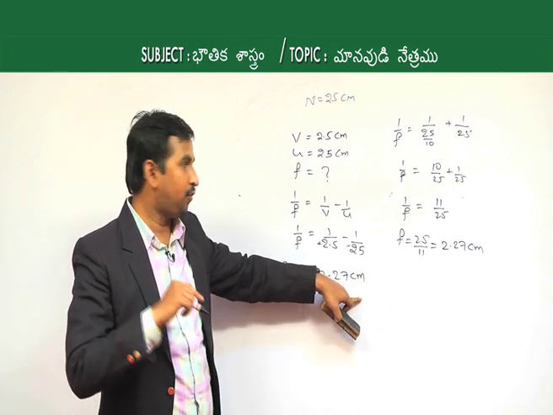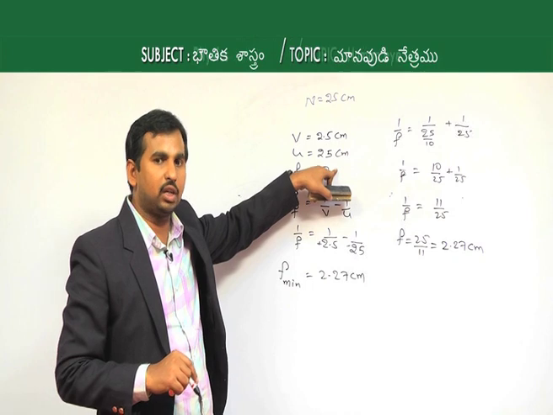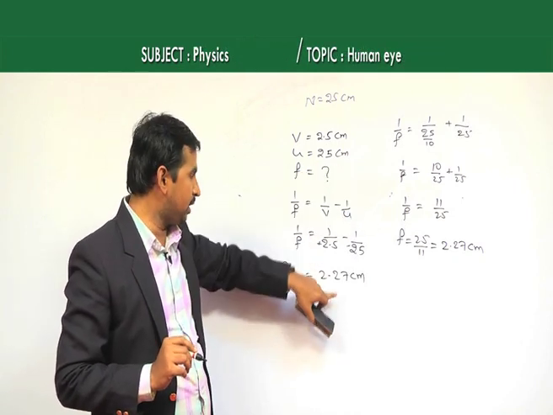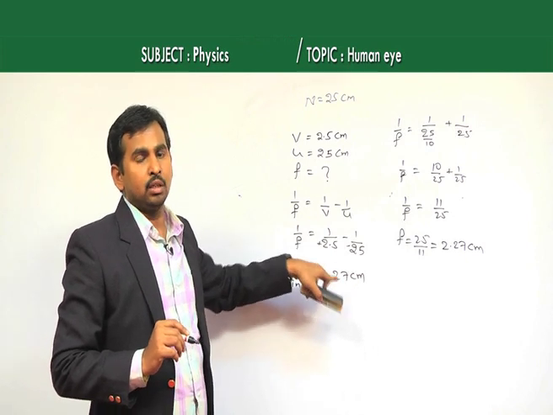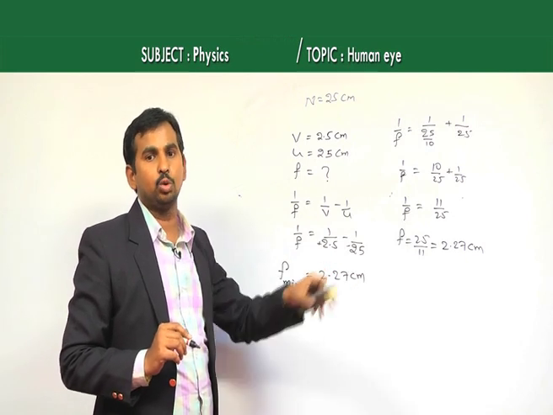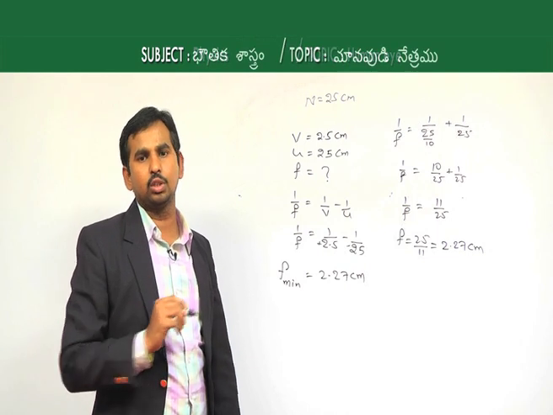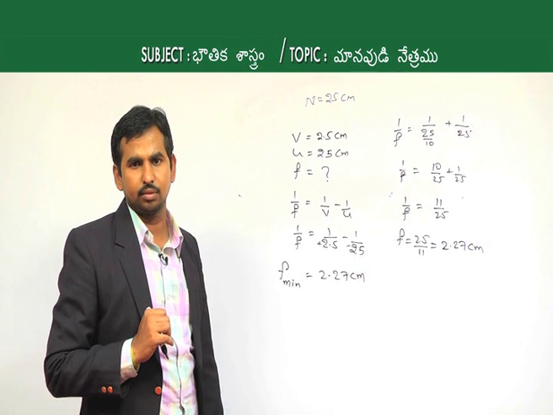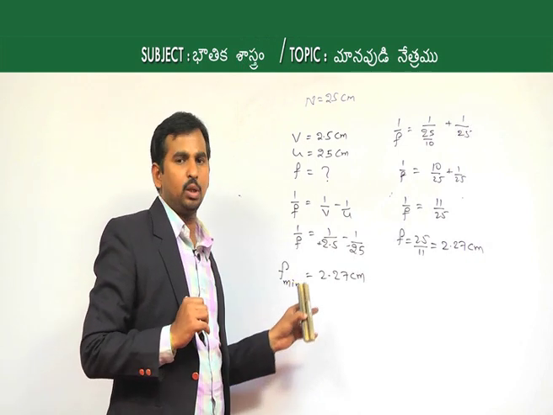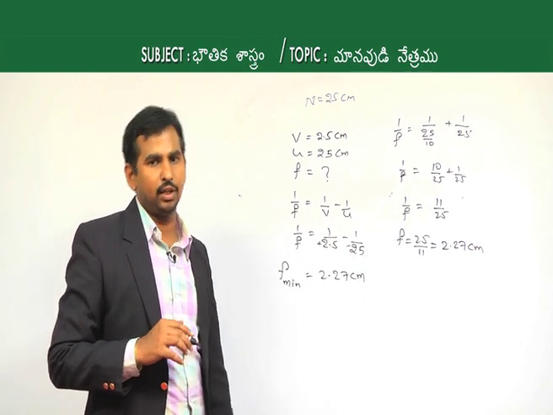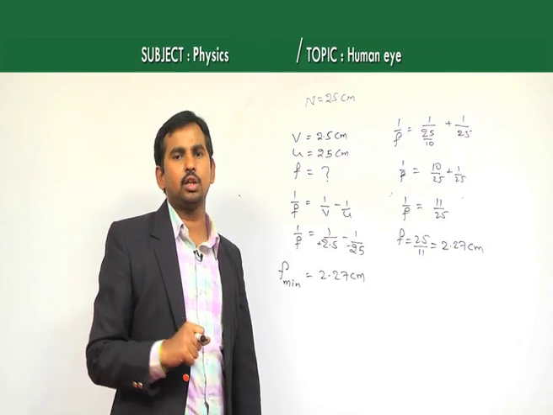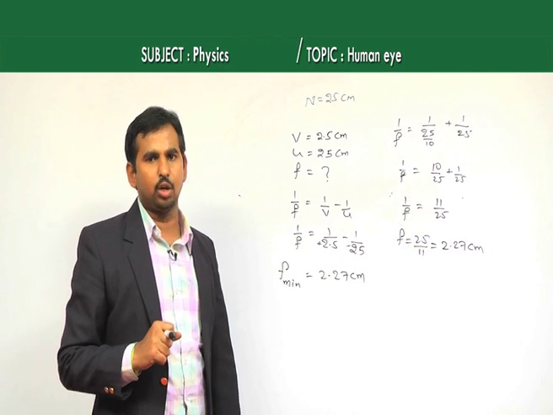Suppose you bring the object closer than 25 centimeters. We can still see the object, but the ciliary muscles are not able to adjust the focal length to less than 2.27 centimeters. So, what happens is that we see the image as a blurred image. That is the problem if you take the object at less than 25 centimeters. At the same time, we can see far distant objects also very clearly for normal vision.